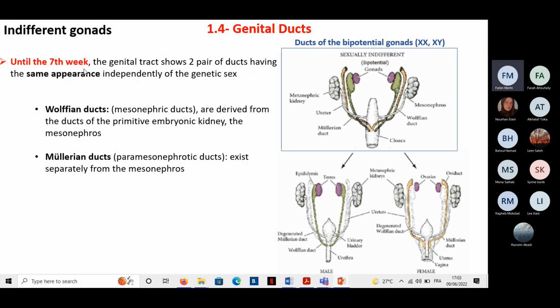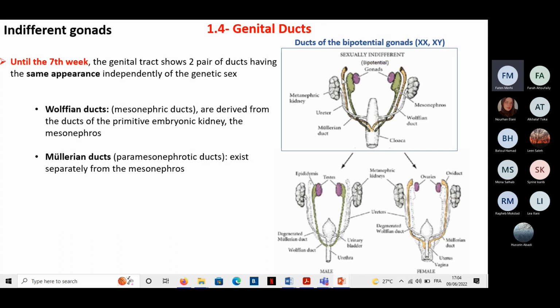Until the 7th week, the genital tract shows two pairs of ducts having the same appearance independently of the genetic sex. So we have two types of ducts. The green ducts here are called the Wolffian ducts, and the ducts in yellow are called the Mullerian ducts, okay? Later on, the Wolffian ducts will be maintained in the males and will be at the origin of the epididymis and the vas deferens, and will disappear in the females.